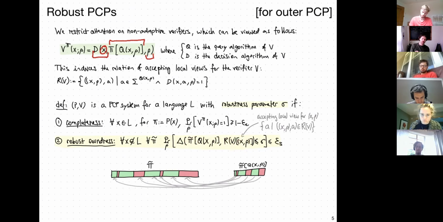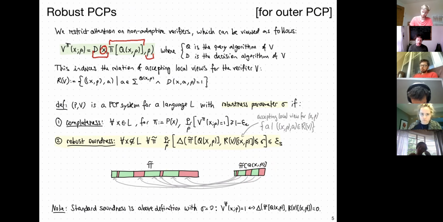So this was a bit confusing. Let me say it again and also do it with the diagram. I have a bad input and a false proof, and it's far. Now I'm saying any local view that I make of this proof must be far from an accepting local view, except with some small probability. So that's the idea of robust soundness.